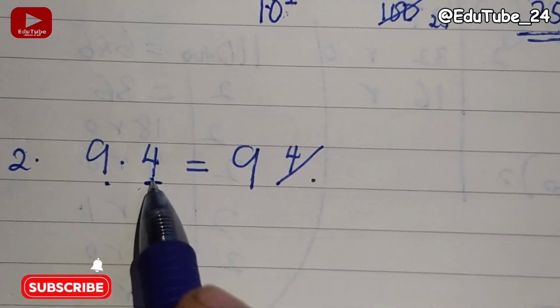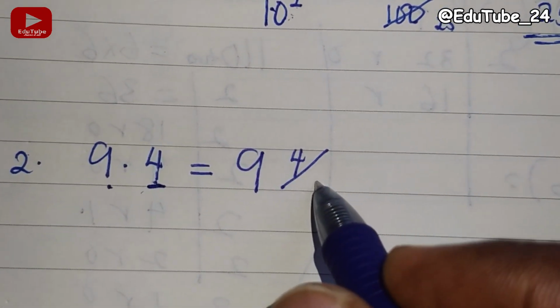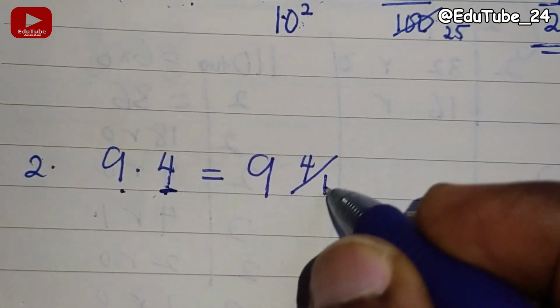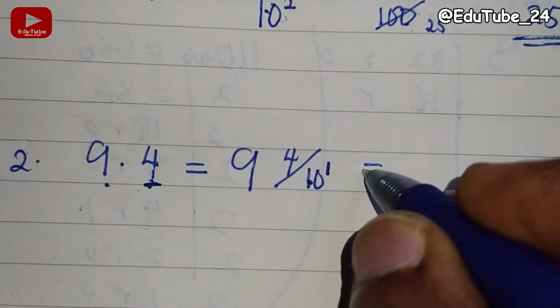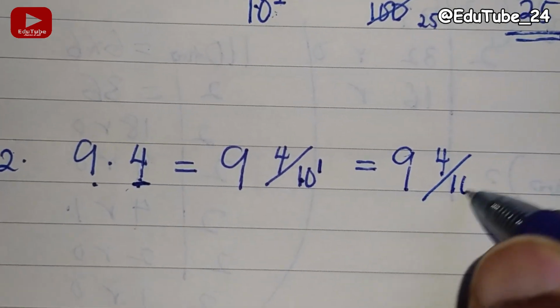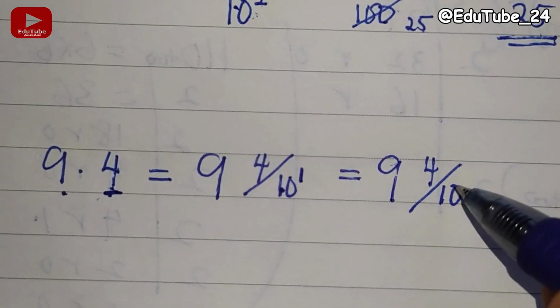Don't forget, the number of decimal figures we have will determine the powers of 10 we will have as our denominator. Since I have one decimal figure, I'm going to have 10 raised to power 1. So that's the power of 10 we will have below. Which basically means 9 whole number 4 over 10, because 10 raised to power 1 is still 10.